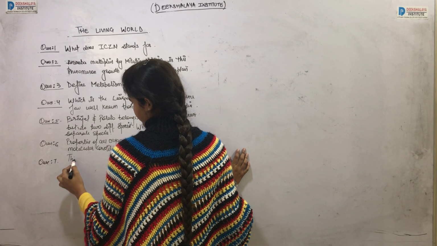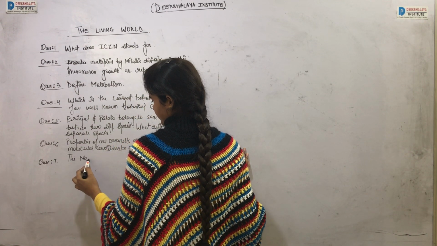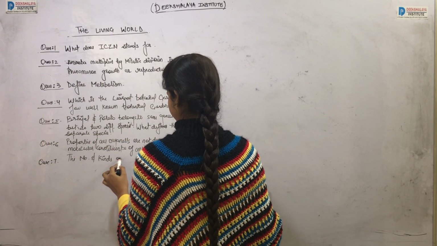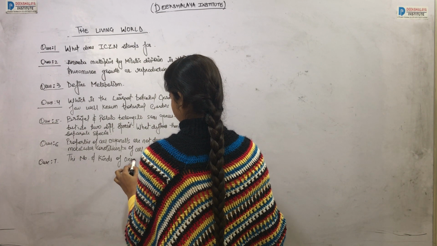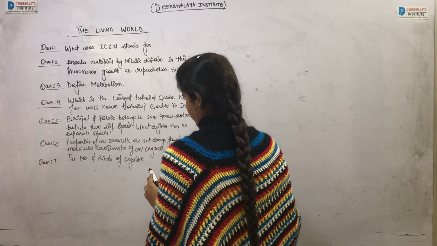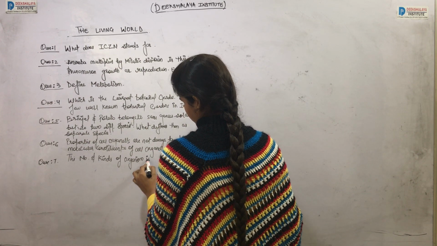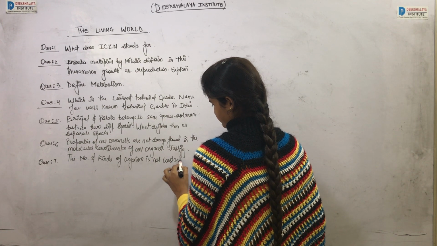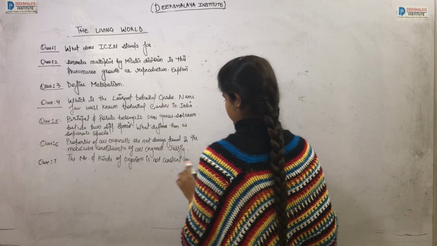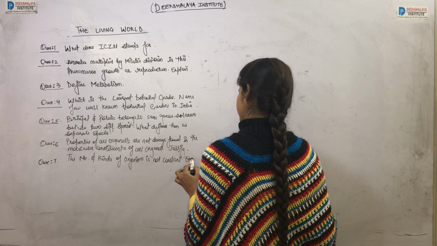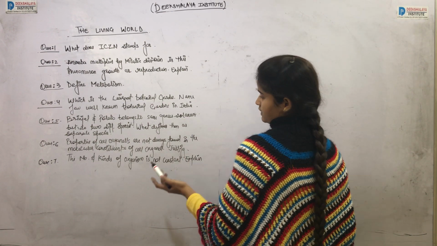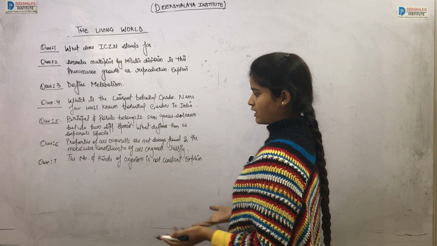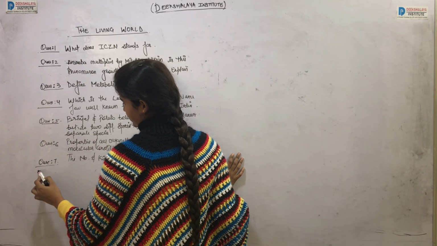Question number 7. The number and kinds of organisms is not constant. How do you explain this statement? Basically the number of kinds of organisms is not constant. How? This you have to explain.